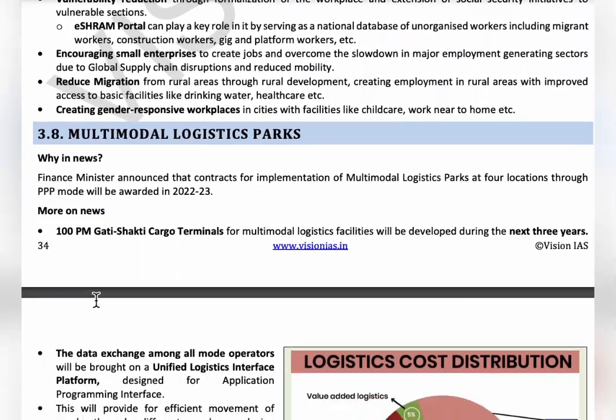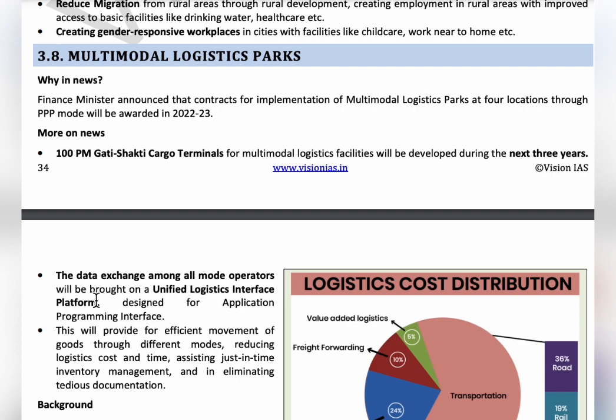The next topic is multimodal logistic parks. So here logistics is the support activity that connects production to the consumption centers. So it includes warehousing, freight forwarding, value added logistics, or in simple terms we can say logistics includes storage, shifting of goods, and transportation. So under this multimodal logistic park program, cold chains are established to store goods, and air, water, and railways are developed for proper and safe transportation of goods.